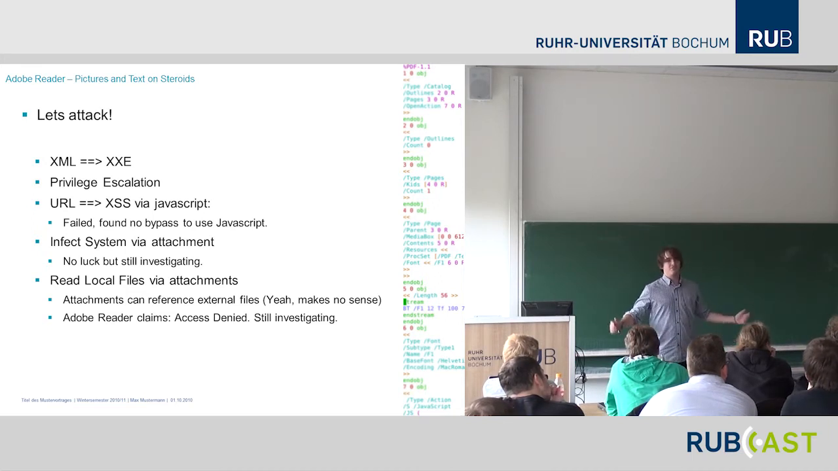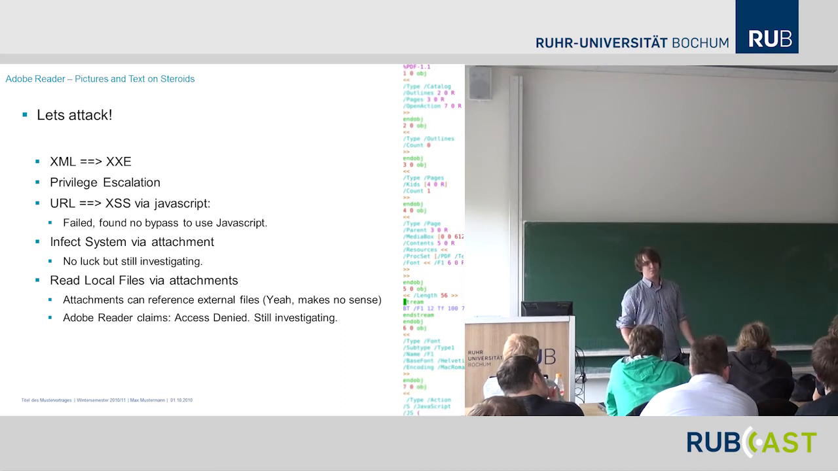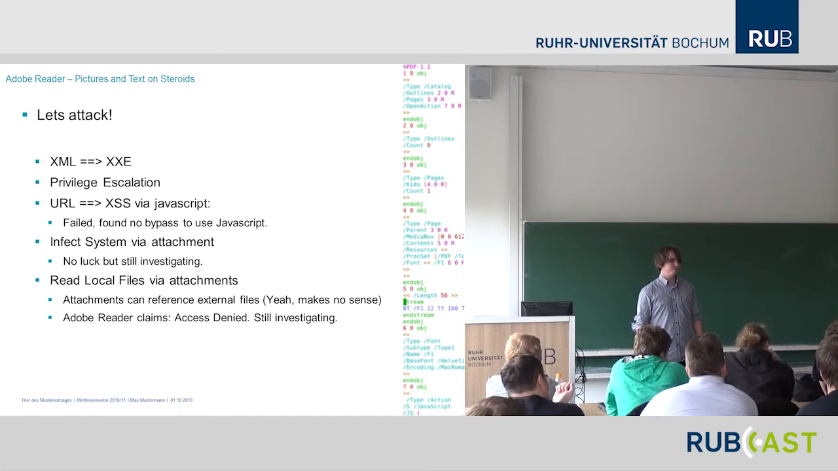But actually, I didn't find anything new. I'm still investigating, because there are so many locations where you can specify a URL. I haven't tested all of them now. And then I tried to infect the system with attachments, because it would be really cool to just open a PDF and the CMD pops up or anything like this. But right now I haven't found a bypass for the extension parser.